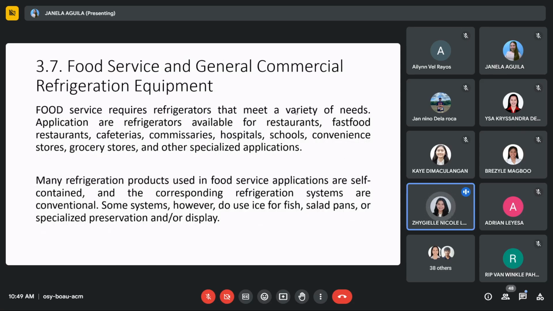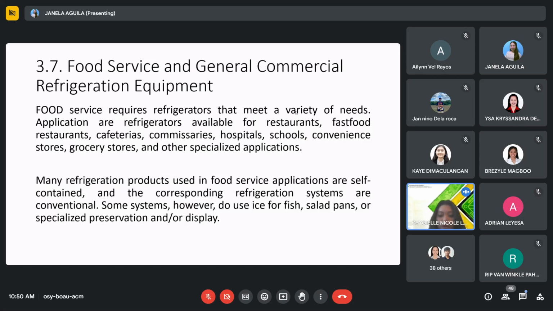So for food service and general commercial refrigeration equipment, food service requires refrigerators that meet a variety of needs. So when it comes po to the food industry, refrigerators are an essential part po of those businesses na nag-handle ng mga perishable items in order to make sure na na-maintain po yung freshness ng kanilang mga products. So some applications po are sa mga refrigerators na nakikita natin sa mga restaurants, sa mga fast food restaurants, sa mga cafeterias, commissaries, or sa mga facilities na nagdi-distribute ng food sa mga military bases or other large-scale operations. Then, meron din sa mga hospitals, schools, convenience stores, grocery stores, and other specialized applications.